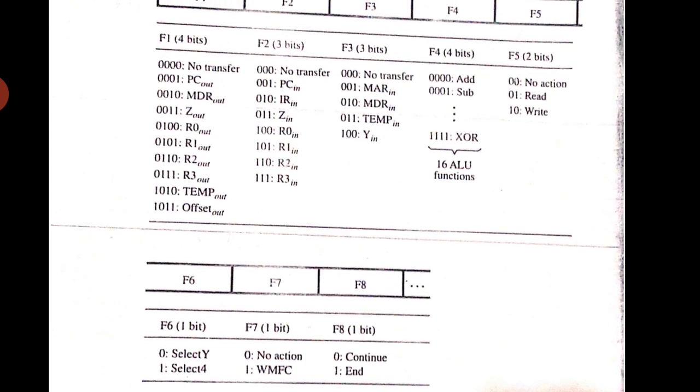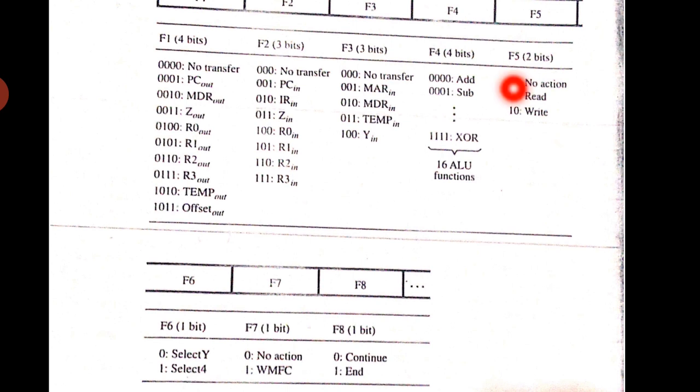In this manner, under the F2 group we have no transfer, program counter in, and some of the input control signals. The F2 group is selected by using 3 bits. In case of F3 also we have some input control signals: MAR in, data register in, temporary register in, Y in. These come under the F3 group, and they are selected by using F3 bits.